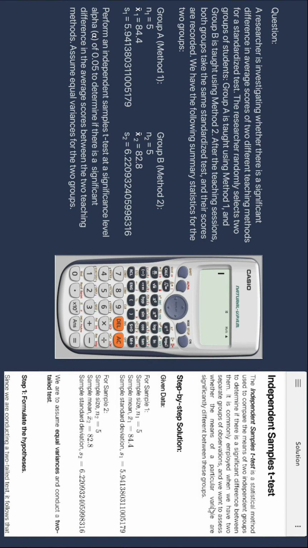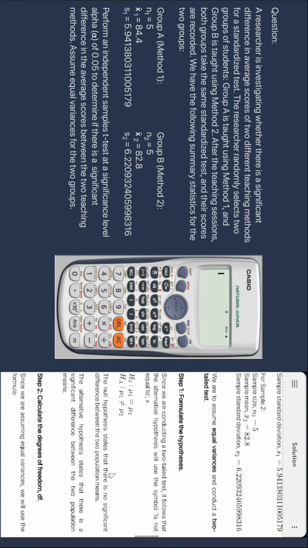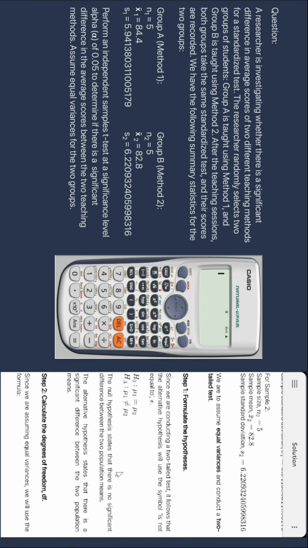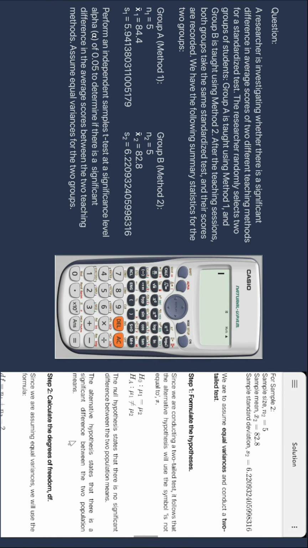Step 1, we formulate the hypothesis as shown below. So since we are conducting a two-tailed test, it follows that the alternative hypothesis will use the symbol is not equal to. So here is the symbol for the null hypothesis and the alternative hypothesis. The null hypothesis states that there is no significant difference between the two population means. And then the second one, the alternative hypothesis, states that there is a significant difference between the two population means. In other words, there is a significant difference in the population mean scores of students who were subjected to different methods of teaching.